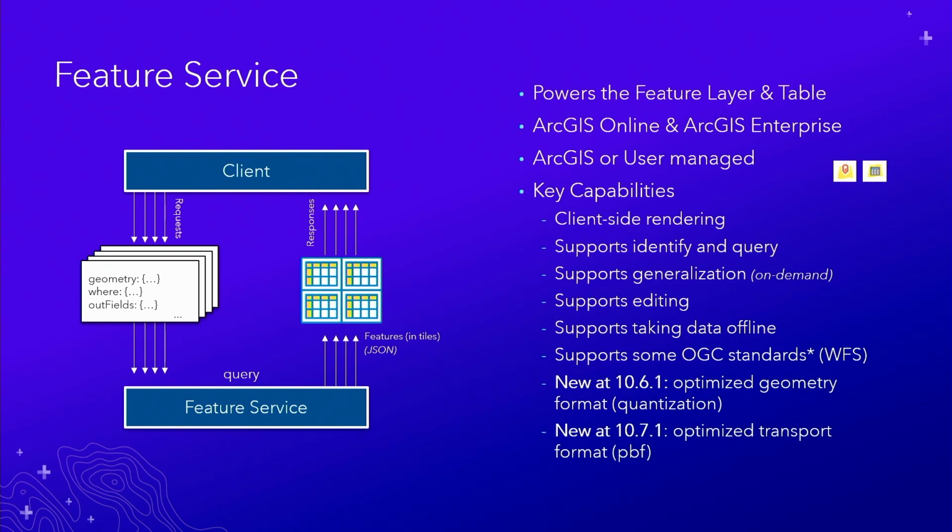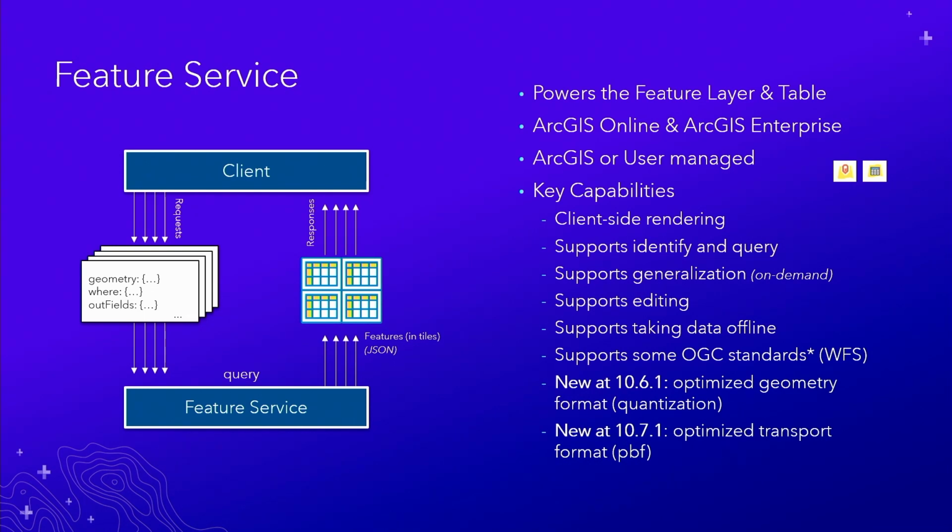So there's a number of things to consider here. The feature service powers the feature layer within Portal for ArcGIS. It also powers the table item type. So if your feature service doesn't have a geometry column, it's just a standalone table in a sense, then we make it available as a table item, which behaves very similarly to a feature layer, except because it doesn't have a geometry, is not readily mappable.